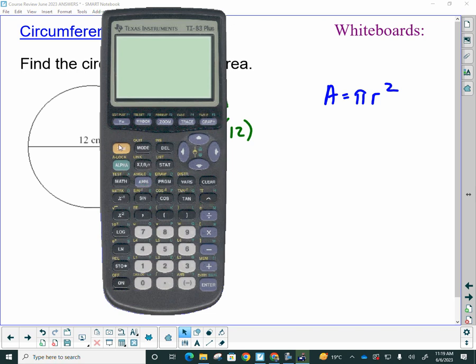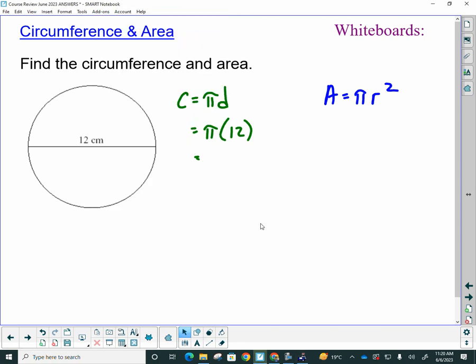So I need to go second function. Oh, I gotta turn it on first. Second function, and then this button for pi. Oh, that graphic doesn't look too nice. Times 12. I think that's just a glitch right now, but I get that it's 37.7. So hopefully that's what you got up on the whiteboards.